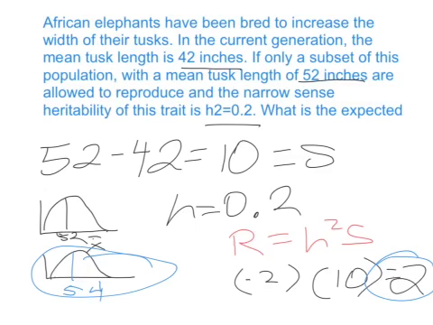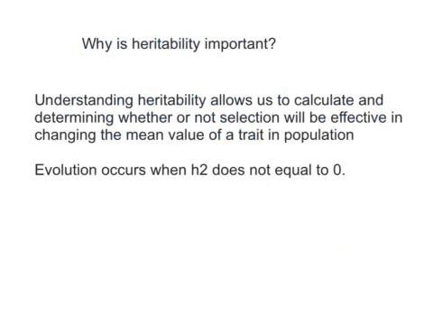Okay, so that wraps up our lecture. In this last slide, we will discuss why heritability is important. Understanding heritability allows us to calculate and determine whether or not selection will be effective in changing the mean value of a trait in a population. Calculating heritability and understanding it allows us to determine whether evolution occurs or not. So we now know that when H2 does not equal 0, evolution occurs.